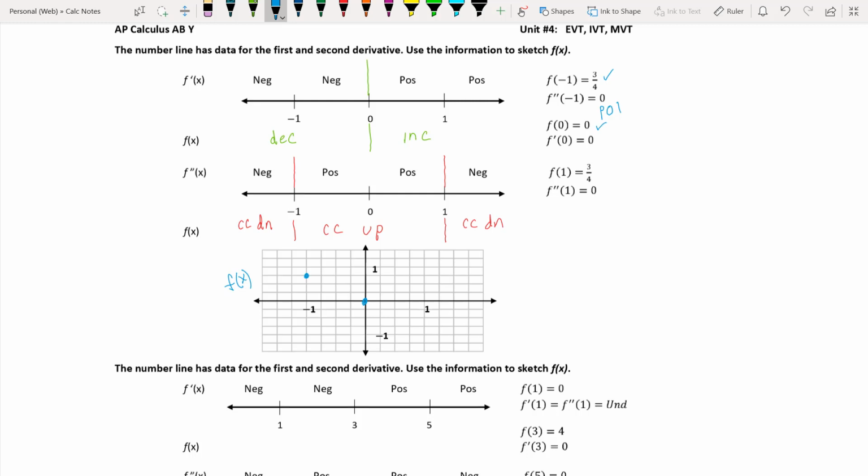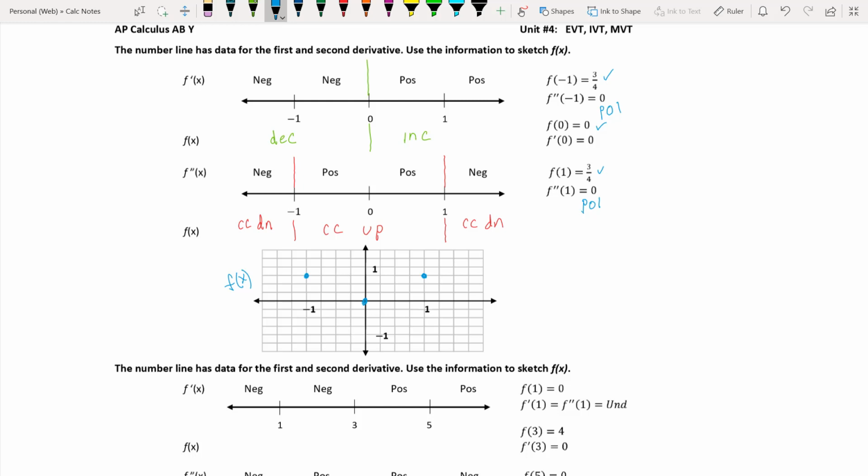We've got this guy here. We go to f of 1 equals 3/4, so that would be right about here. And then we're told that f double prime of 1 is equal to 0, so we have another point of inflection right there, which means my graph should be changing concavity at -1 and +1. And you can see that from our chart right above the graph, at -1 f double prime goes from negative to positive, and then positive to negative at 1, which indicates a point of inflection.